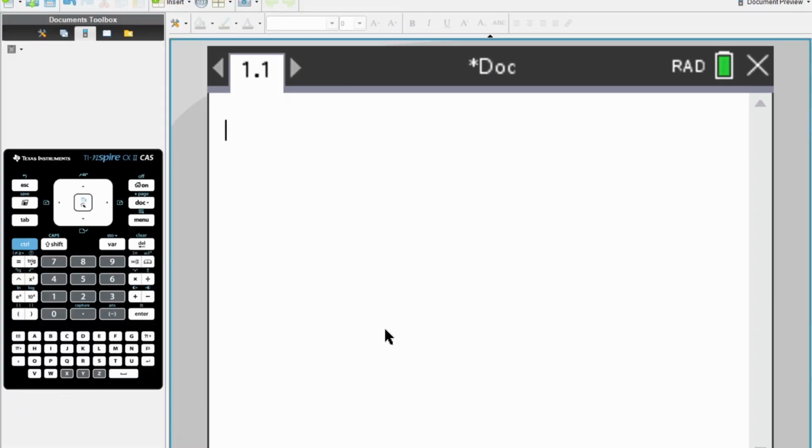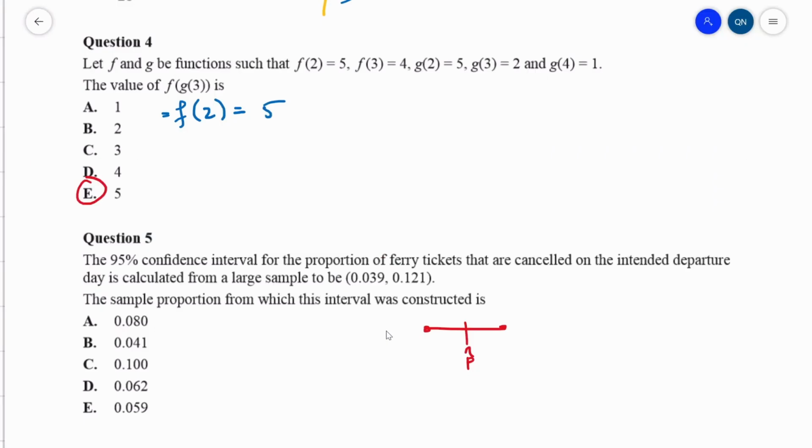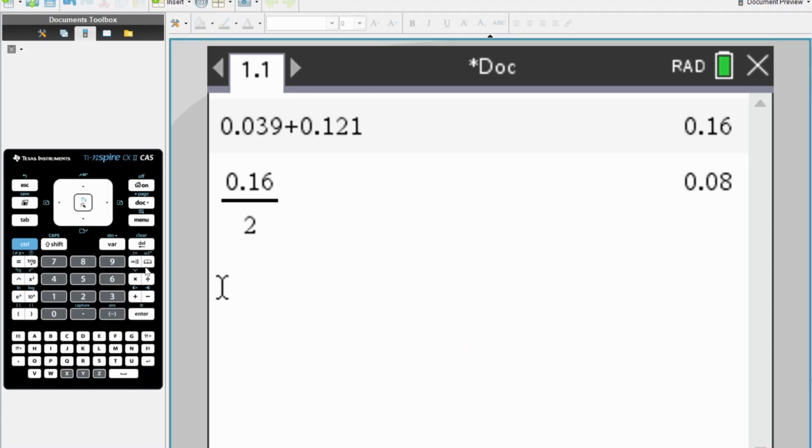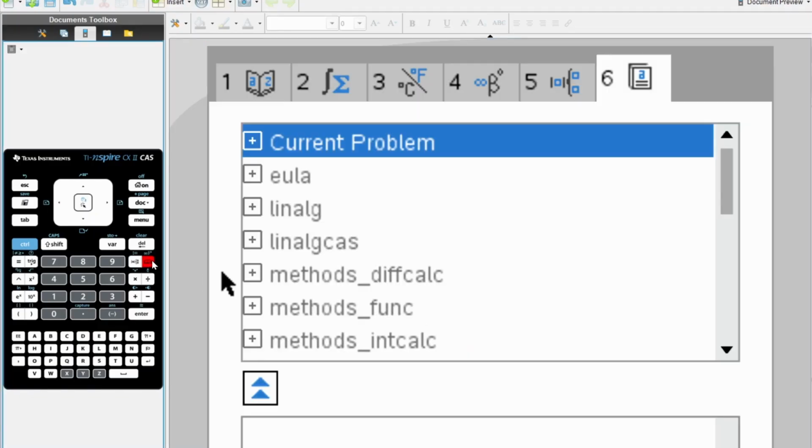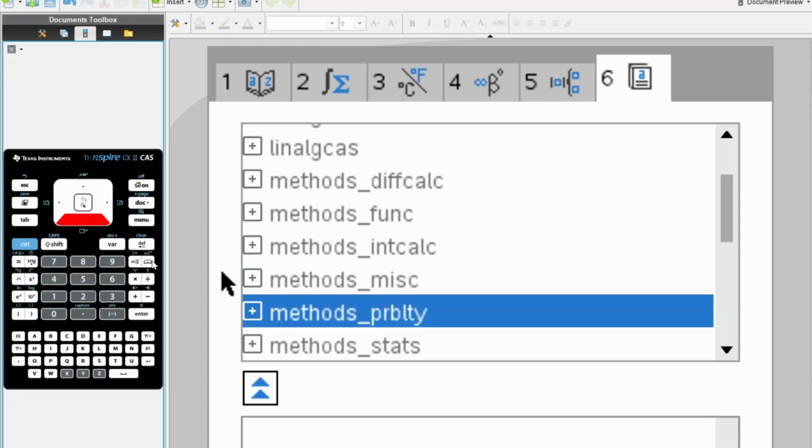So let's do that. 0.039 plus 0.121 and divide that by 2. That gives us the answer. So that's going to be option A. Sometimes you might be asked for something like the standard deviation, in which case the calculation will be slightly more involved. Luckily though, if you do have the programs, link in the description if you're interested.